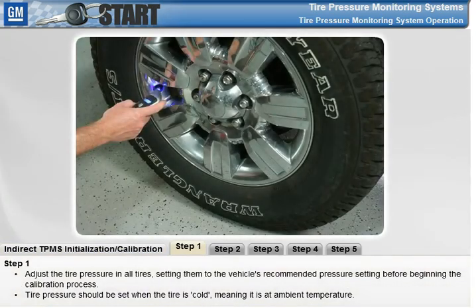Usually, the system has to be calibrated and initialized after a tire has been replaced, repaired, or filled with air as a result of a TPMS warning. Before starting the calibration process, you should adjust tire pressures in all tires. Set the tire pressure to the vehicle's recommended pressure. As a reminder, tire pressure should be set when the tire is cold, meaning it is at ambient temperature.